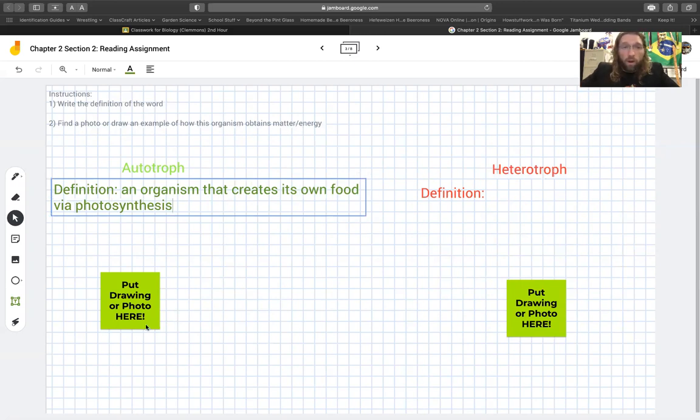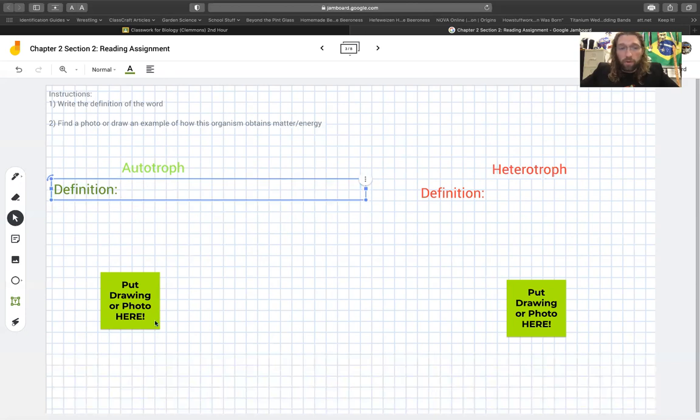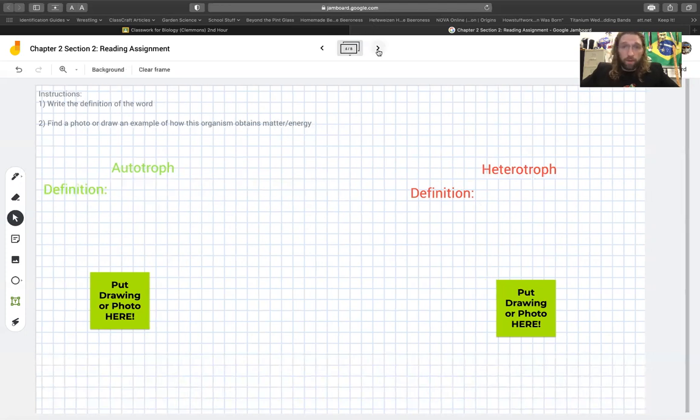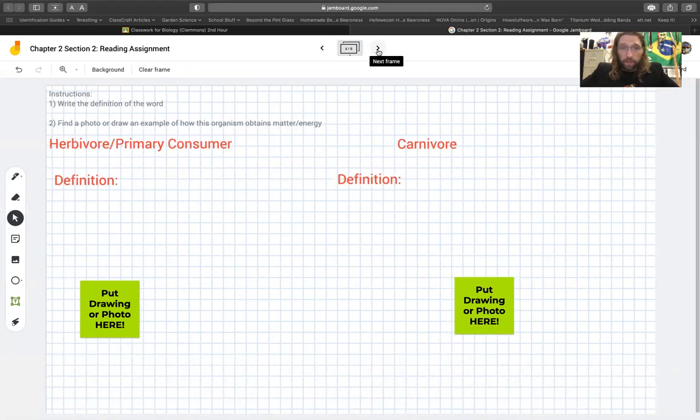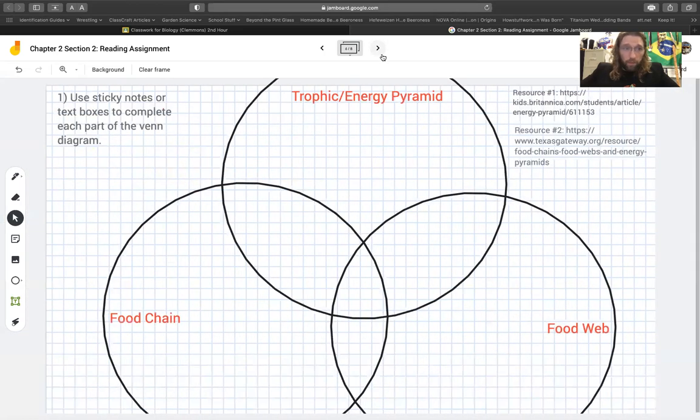And then you can either draw what an autotroph is, or you can go find a picture of what an autotroph is, or a picture that represents what autotrophs are, and you just put it here. Same thing with heterotrophs, things that eat other creatures to get their energy. They don't make their own. So you'll do that for all of your different vocabulary words. And then when you get to this part, this is the one that tripped people up the most.